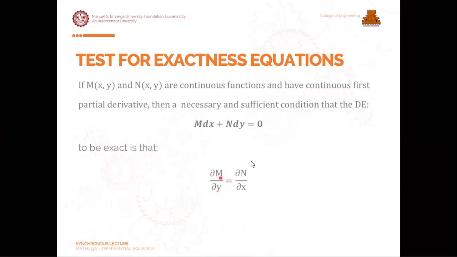So, ibig sabihin, kung ano yung function mo sa M, ipa-partial derivative mo siya na in terms of y lang. So, ibig sabihin, lahat ng x dun sa M equation mo is treated as constant. So, y lang yung ide-derive mo. Then, dito sa partial of N over partial of x, so lahat lang nung x yung ide-derive mo. So, lahat ng y will be treated as constant.